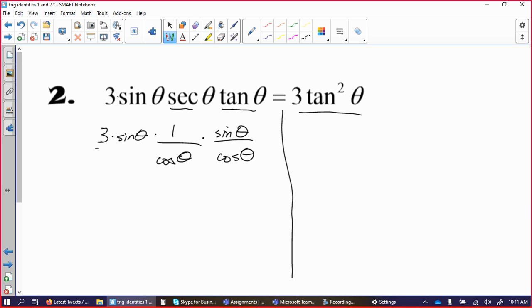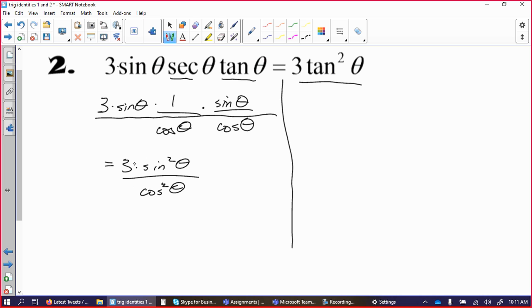So we have this great big fraction. 3 times 1 is 3. Sine of theta times sine of theta is sine squared theta. The denominator, cos theta times cos theta, is cos squared theta. The 3 is, again, a constant. It just sits there. This bit here, the sine squared over cos squared, is tan squared theta. I haven't done anything to the left side.